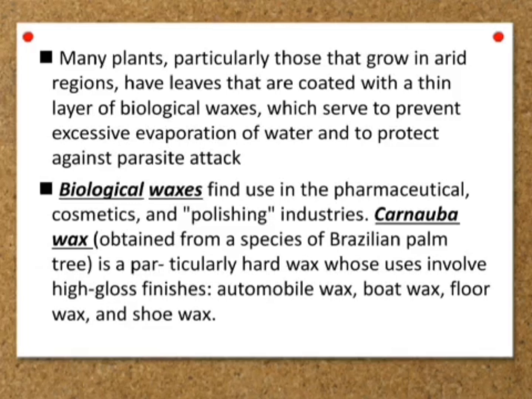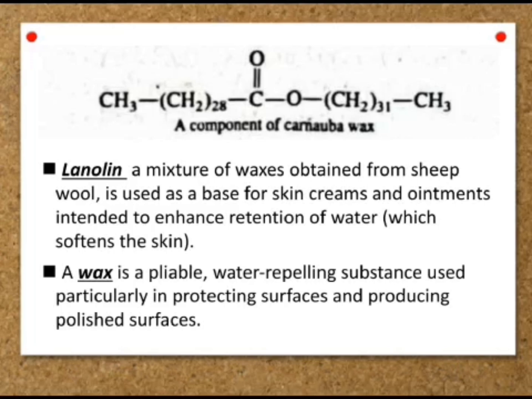It is known for being a very hard wax. It is applied in automobile wax, which protects and shines car surfaces. Boat wax is used to protect boat hulls. And then floor wax provides a glossy finish on floors. And last, the shoe wax polishes and protects leather shoes. As you can see in the PPT, it has a chemical structure of carnauba wax. So this structure represents an ester, which is a common component of many waxes.